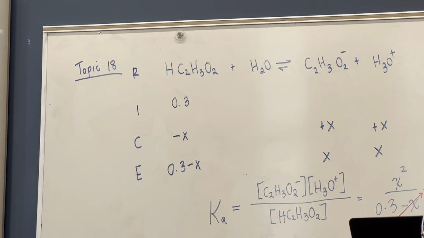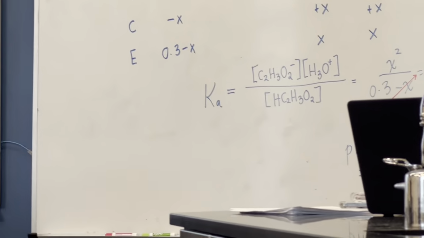Okay, so I used my fancy red pen to show the approximation that you made. You made the approximation that the amount of stuff that would hydrolyze was small compared to that initial concentration, and I think it's not a bad approximation. It's about 1%.